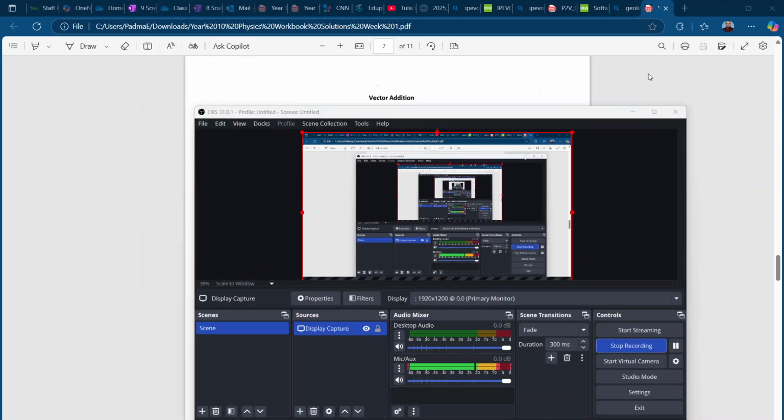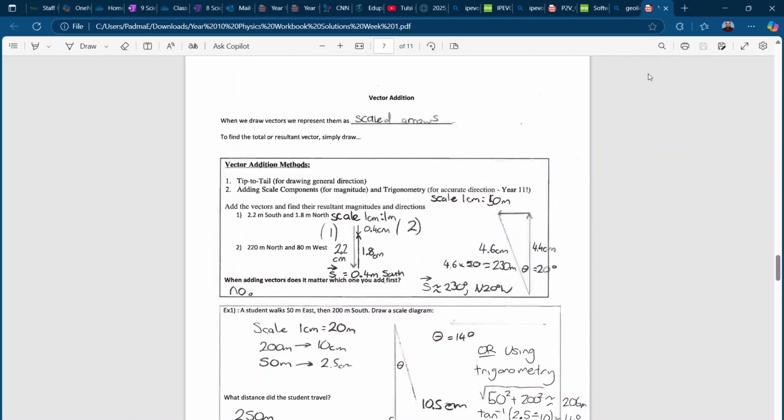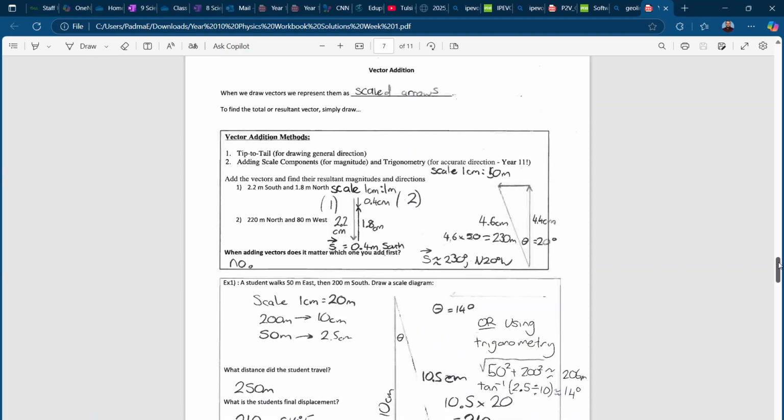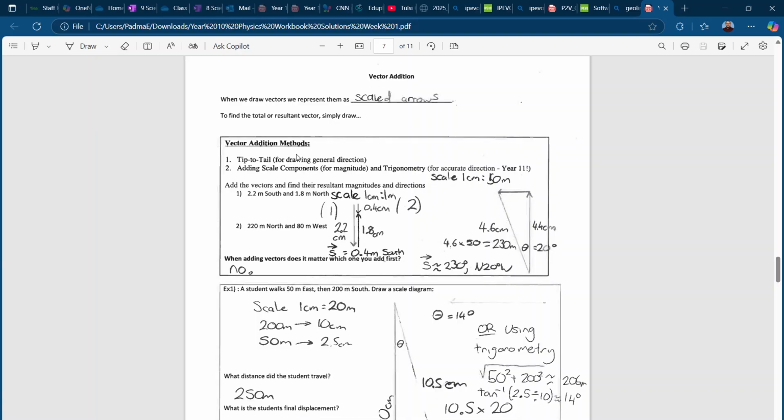To do a video on drawing scale diagrams for vector addition. So in this video, we will be drawing vectors in 2 dimensions. General rules for this: when you're drawing vectors in 2 dimensions, you draw one vector and then you draw the other one tip to tail. So you draw one and then the other one coming off.